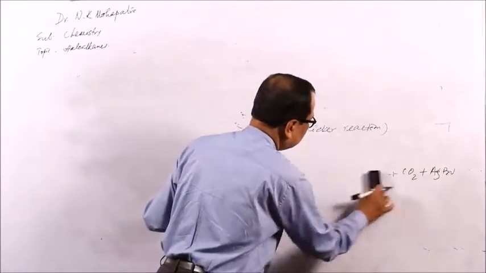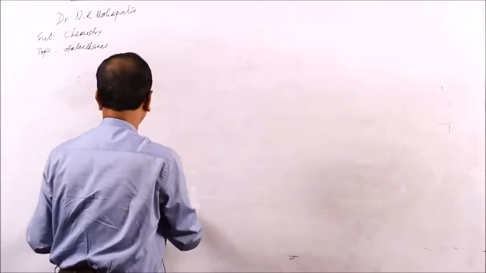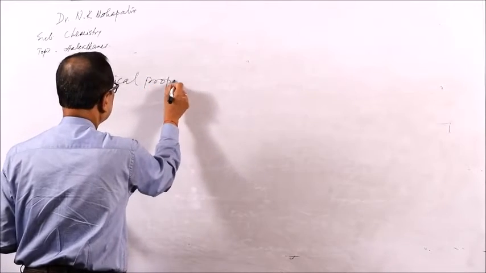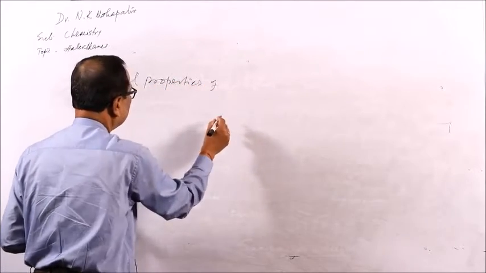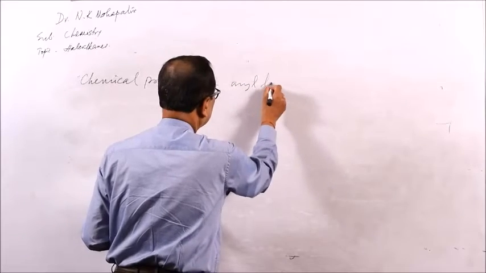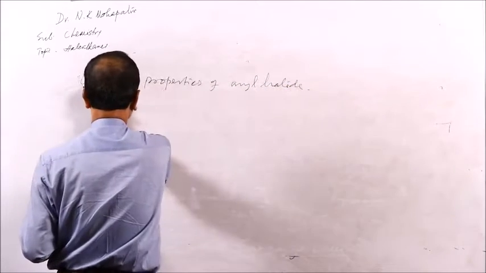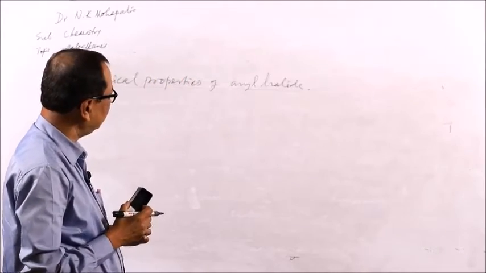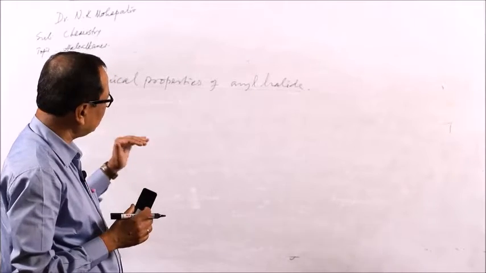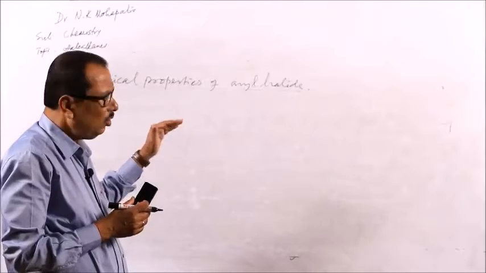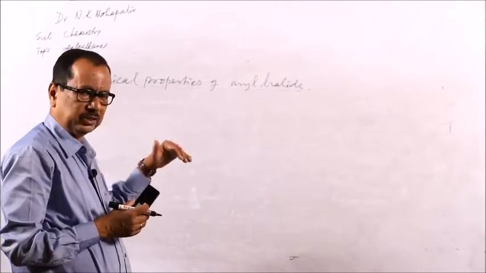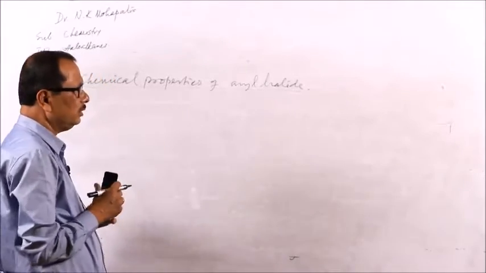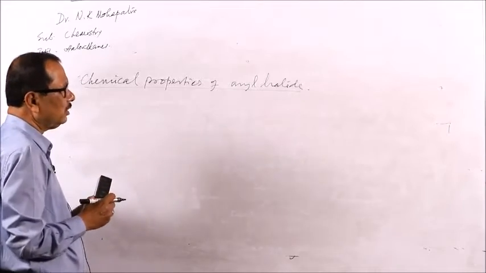Now let us come to the reactions, or otherwise chemical properties, of aryl halide. While discussing chemical properties of aryl halide, we have to discuss in two ways: substitution of the halogen atom on the benzene ring, or substitution of any other groups on the benzene nucleus. There are two kinds of reactions.